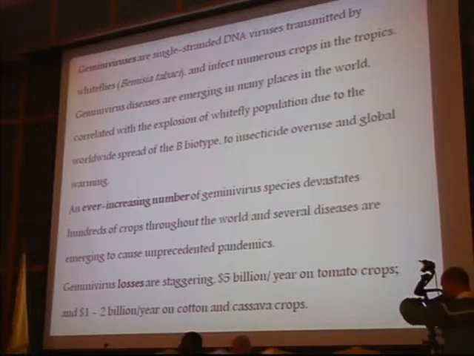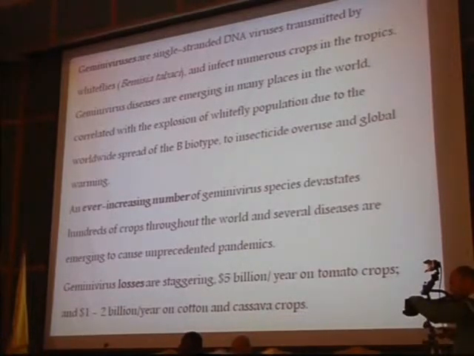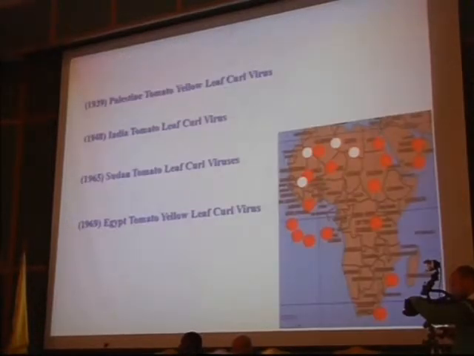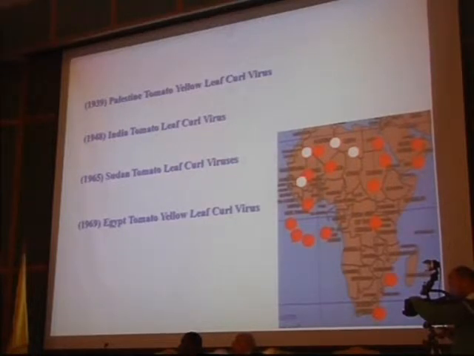In Egypt, we don't have a problem with Geminivirus. Our cotton, Gossypium barbadense, is resistant to this kind of virus, but it caused a devastating problem for other countries that use Gossypium hirsutum. The TYLCV, which infects tomato, is tomato yellow leaf curl virus. It first started in 1939 in Palestine. Then it was found in India, Sudan, and finally in Egypt in 1969.